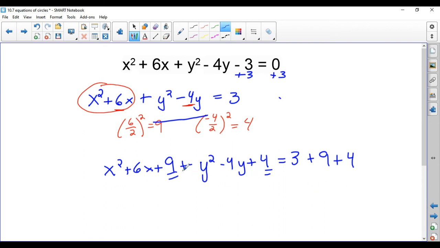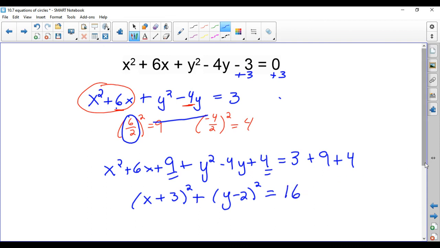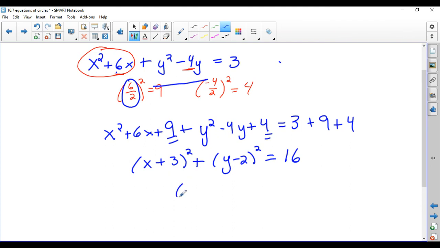Now that I've completed the square in x and in y, I'm going to factor. x squared plus 6x plus 9 is (x plus 3) squared. It's the number you get when you take b over 2 that goes in the factored form. Plus y squared minus 4y plus 4, which is (y minus 2) squared, equals, and then add up 3 plus 9 plus 4, which is 16. Now I have my standard form, and then I'm going to write my center and my radius, which is the square root of 16, which is 4.